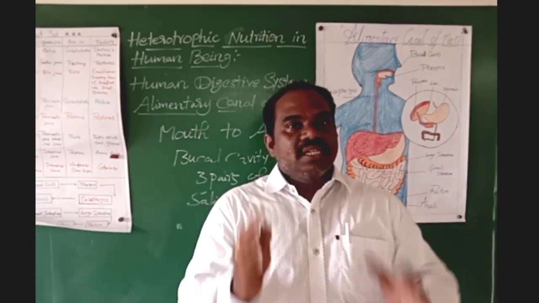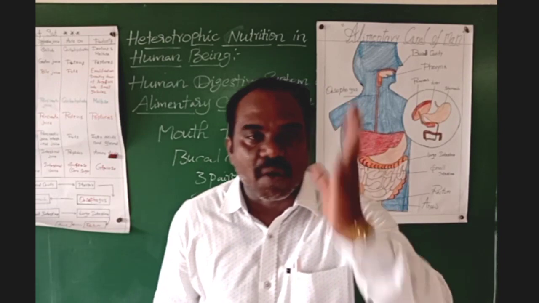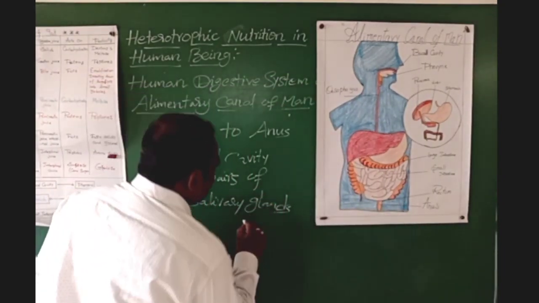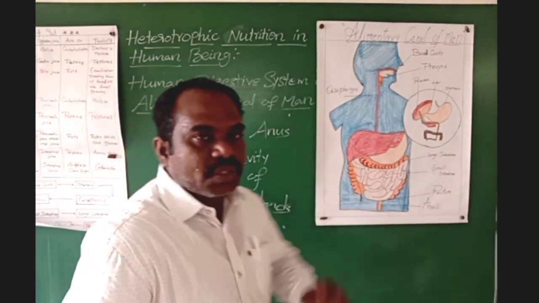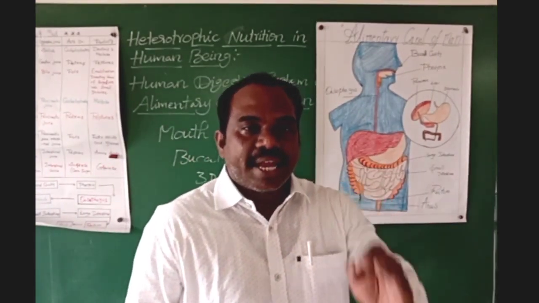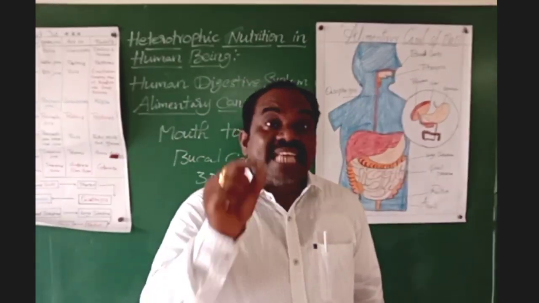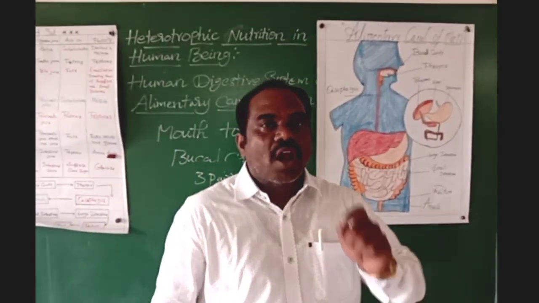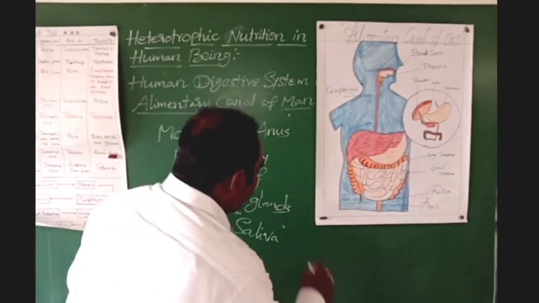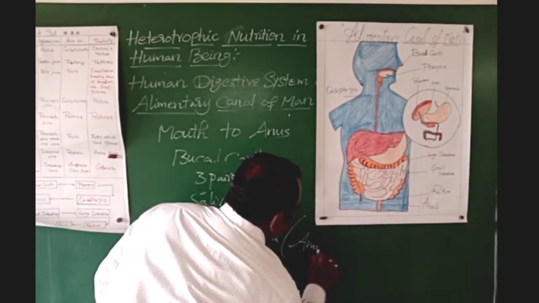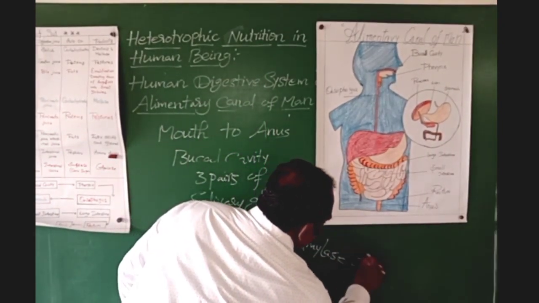Salivary glands secrete saliva. Saliva contains one of the enzymes that is called amylase or ptyalin.